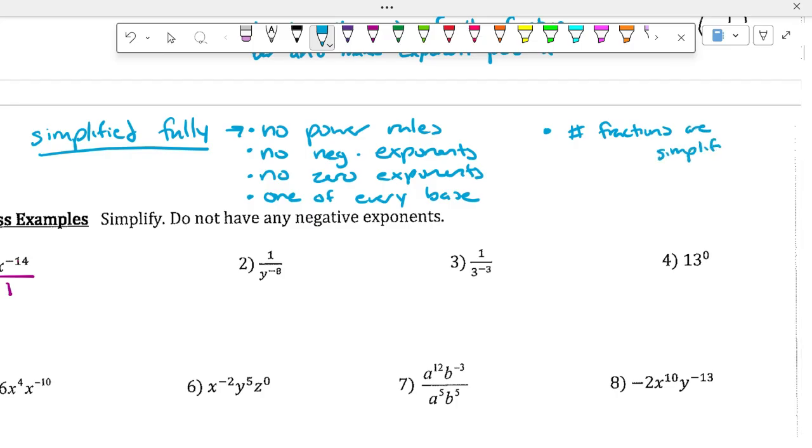So I would write this down. This is how you know if an expression is fully simplified. There's no more power rules. There's no negative exponents, so all the exponents are positive. There's no 0 exponents. We have 1 of every base, meaning if you have multiple a's in the problem originally, you should only have 1 a at the end. And if you have any numerical fractions, so like in the warm-up, we had 27 over 6, we simplify that down to 9 over 2. You got to make sure those are simplified as well.